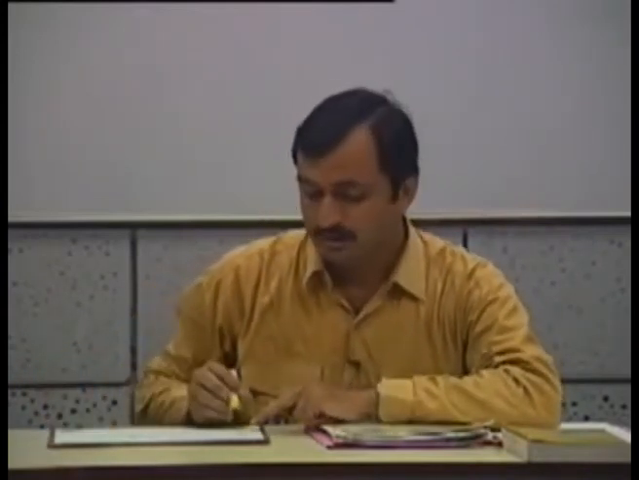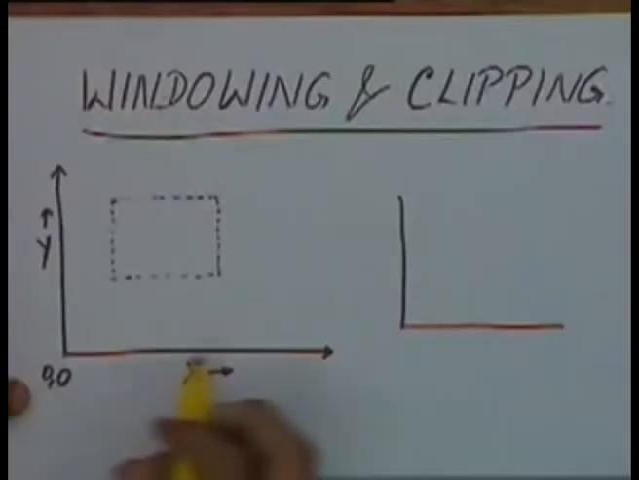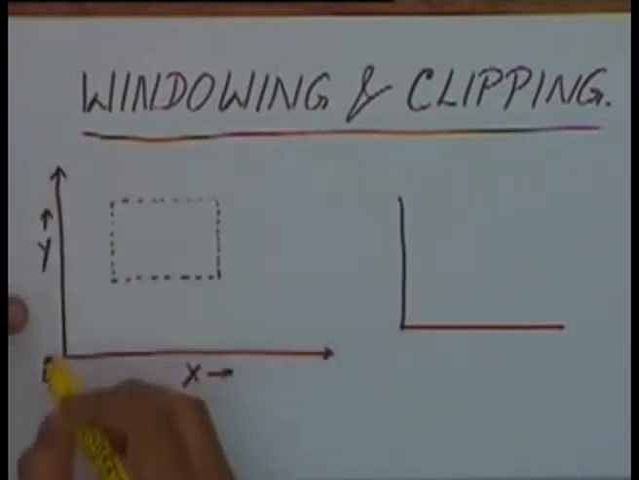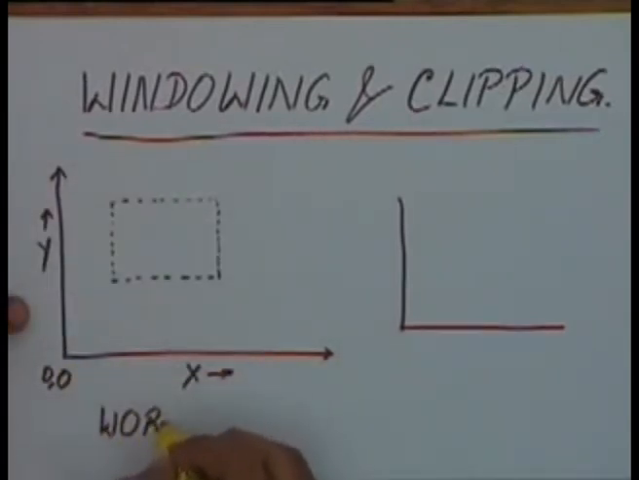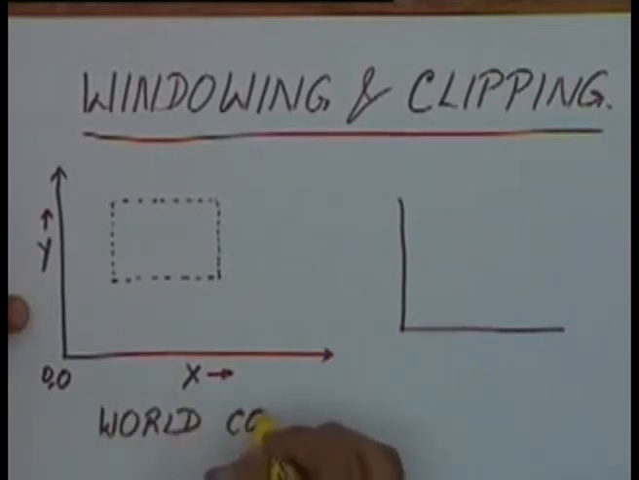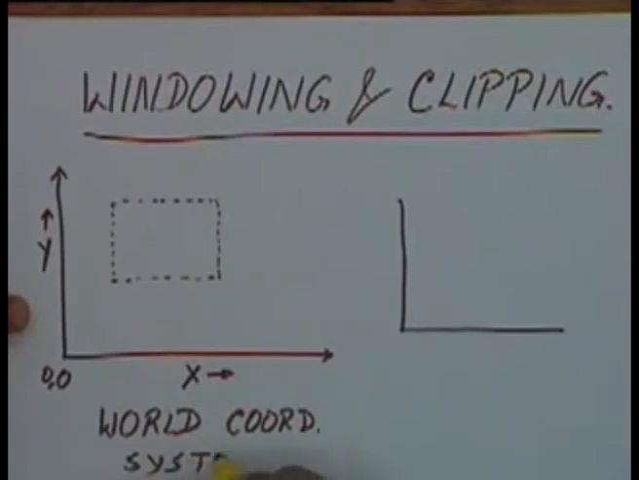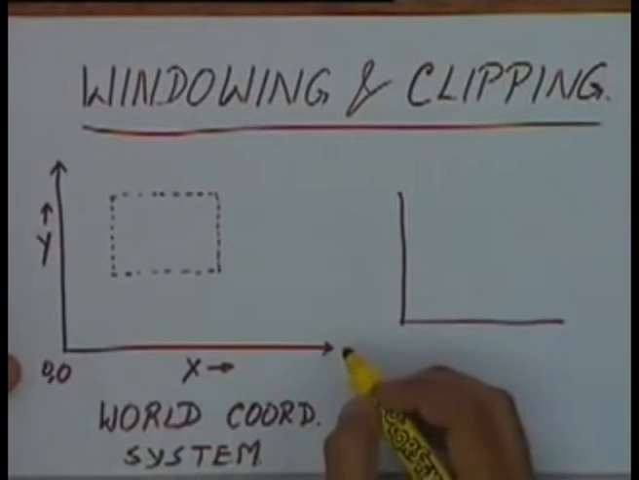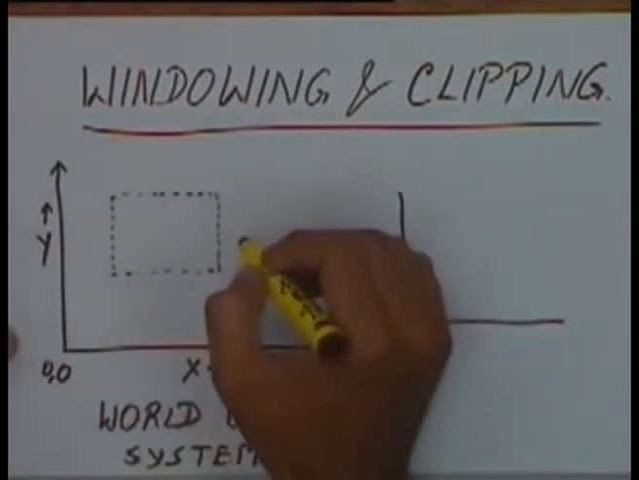Today we are talking about windowing and clipping. If you are modeling any object, then the coordinates can start from minus infinity to plus infinity. In this infinite range, in these coordinates, which are normally referred to as the world coordinate system, out of this infinite range, we will normally take a finite portion of this range.